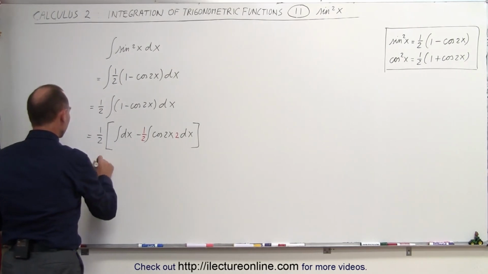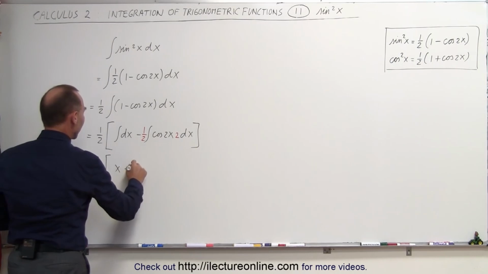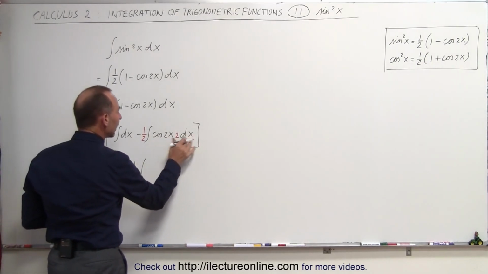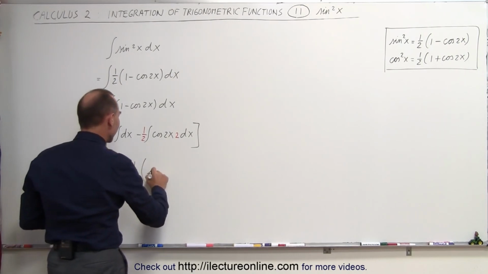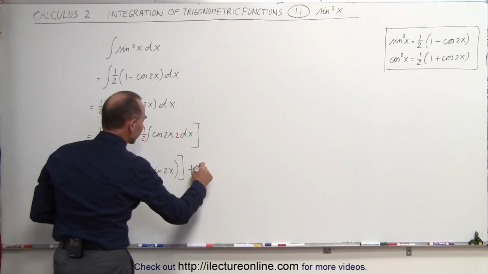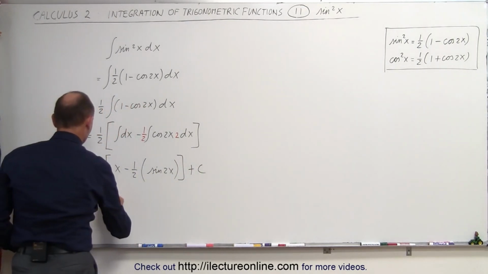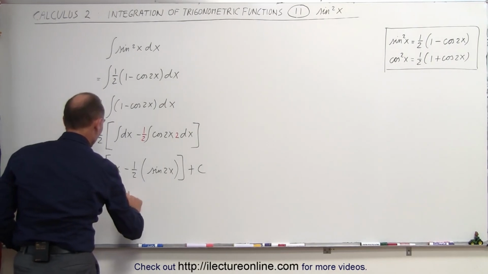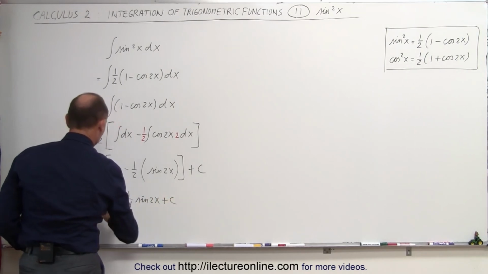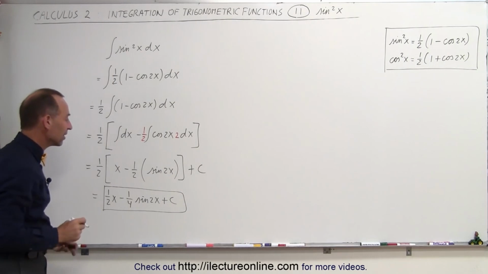Continuing on, this is equal to 1/2 times the integral of dx, which is x, minus 1/2 times the integral of the cosine of 2x times 2 dx, which is the sine of 2x. We can't forget the constant of integration. Now simplifying this, this is equal to 1/2 times x minus 1/4 times the sine of 2x plus a constant of integration, and that is the integral of the sine square of x dx.